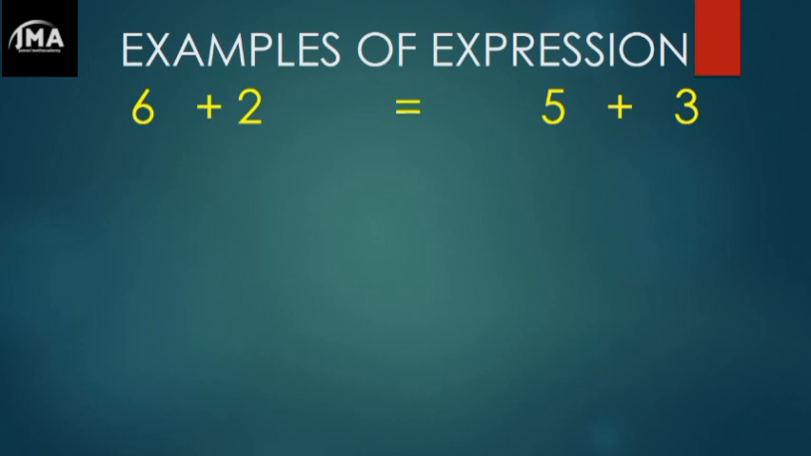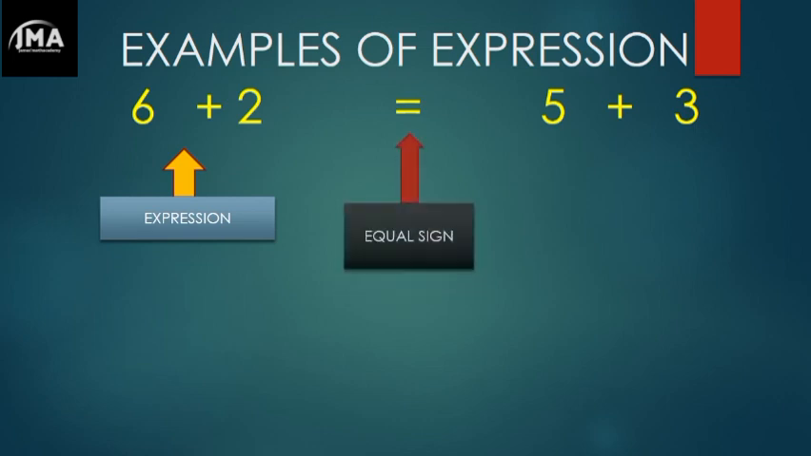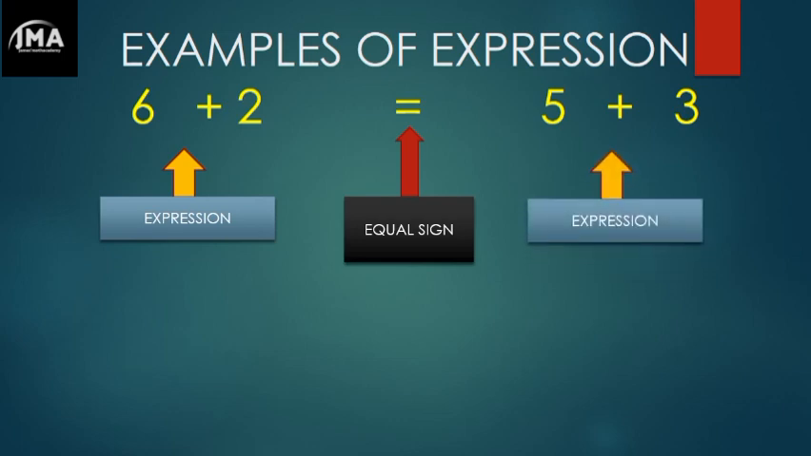The left hand side must be equal to what? The right hand side. So the left hand side is what we call an expression, while the middle symbol is called the equal sign. And last but not least, on our other side we have the right hand side, which is called what? An expression as well, which is 5 plus 3. So the left hand side must be equal to the right hand side.